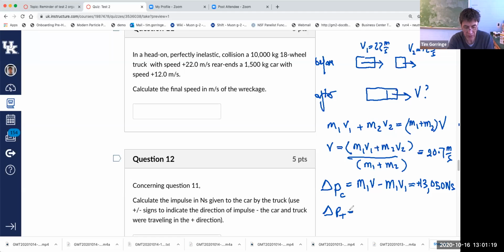Difference between its final and initial momentum. Or, this is how I'm going to do it, just a little quicker, I think. You could realize, right, in the collision overall, momentum's conserved. So if the truck gives the car some momentum, the car must give equal and opposite momentum to the truck.